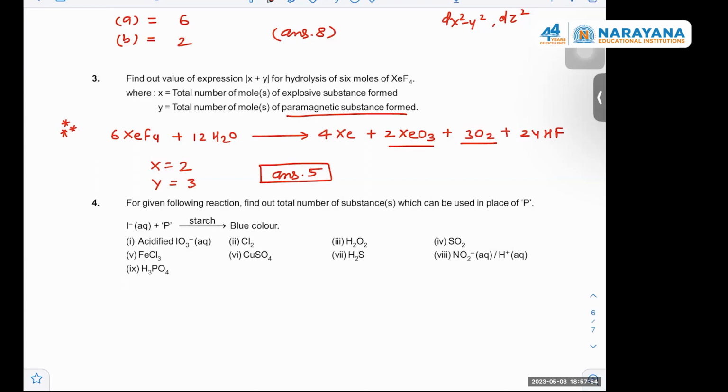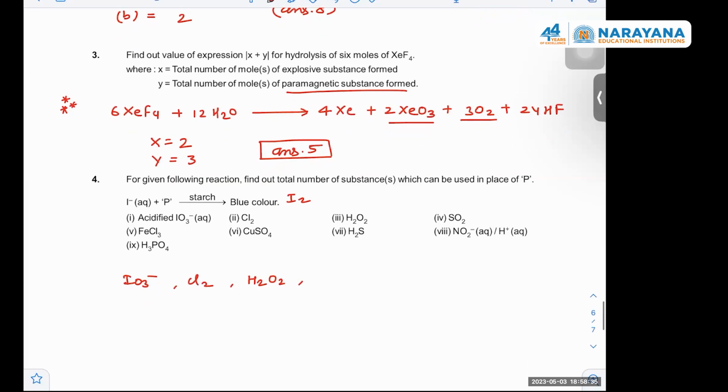Okay, so basically the question is I minus in the presence of starch gives a blue color. That will be the starch iodine blue complex, right? So I minus will be converting into I2. You have to just find the oxidizing agents which can convert I minus into I2. So they will be like IO3 minus, Cl2, H2O2, FeCl3. No, I don't think FeCl3 will work in this manner, like oxidizing behavior or not. H2S will not work. NO2 minus can work because it is an oxidizing agent.